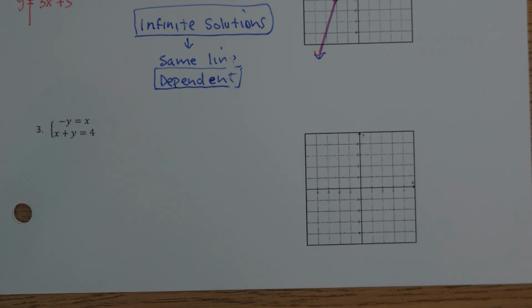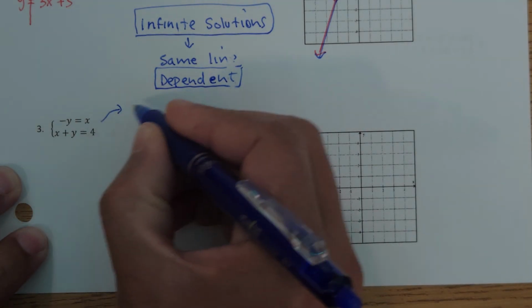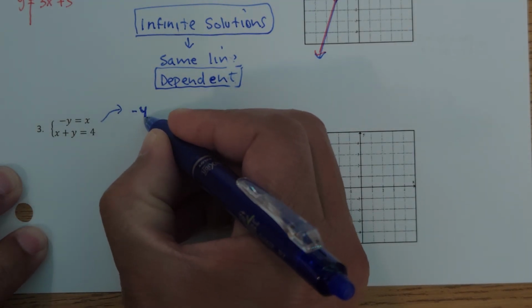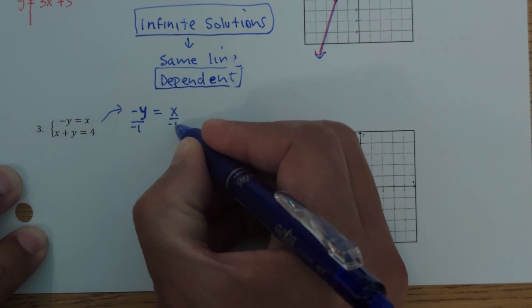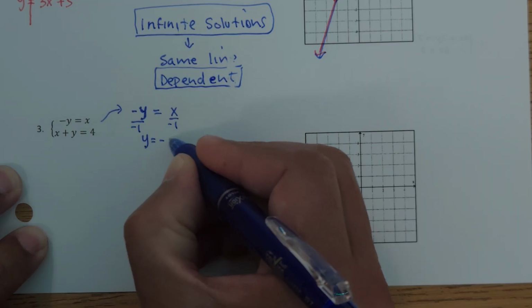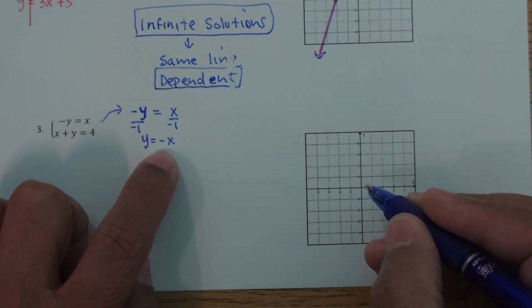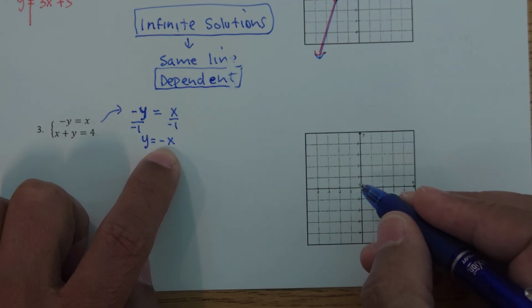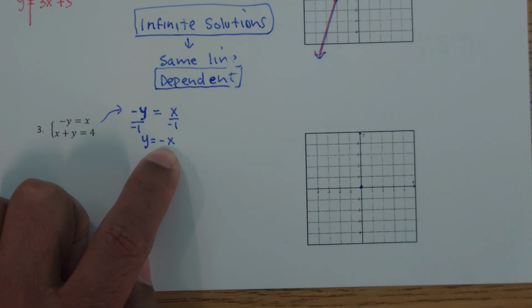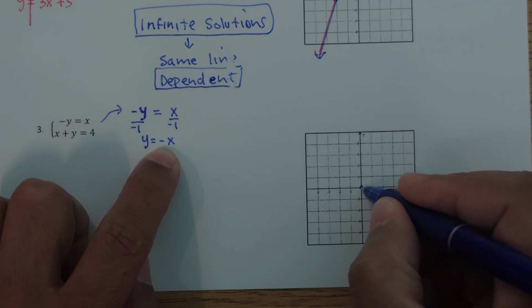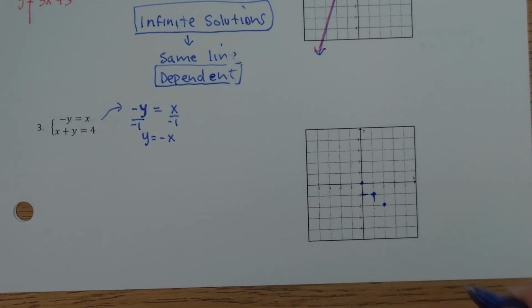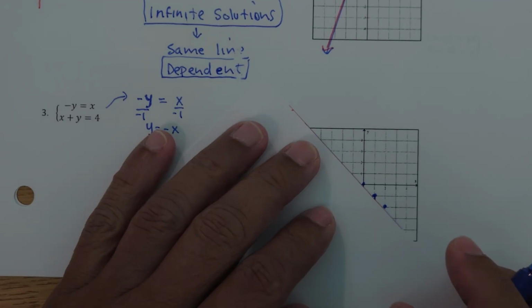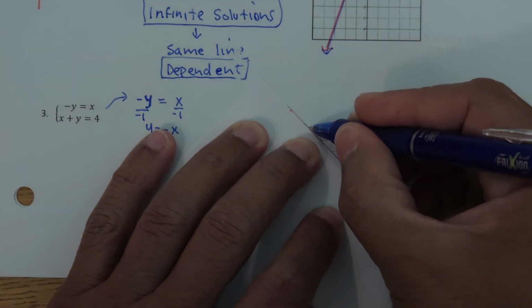For the last example, I'm going to take this to the side here. So we have negative y is equal to x. We don't want negative y, so let's divide by negative 1 to make that y positive. So then y equals negative x. Which means this line passes through the origin because the y-intercept is (0, 0). So we plot that point first, and then notice the slope is negative. So if I go down 1, then I have to go right 1. Down 1, right 1, and 3 points should be enough.